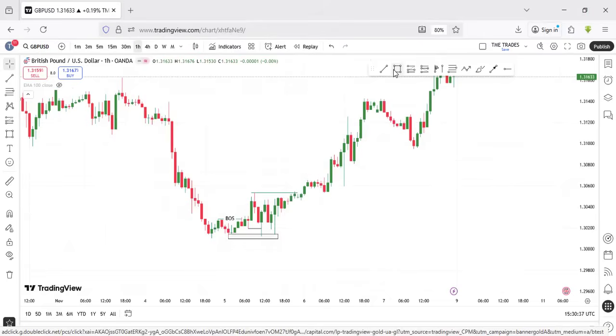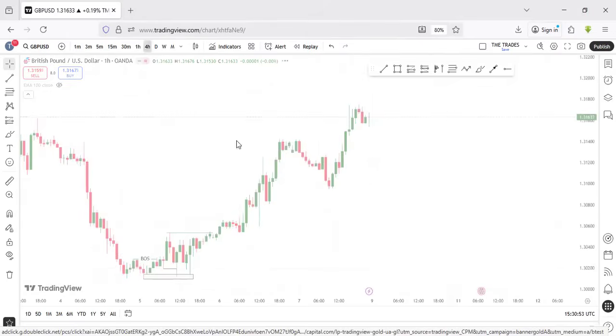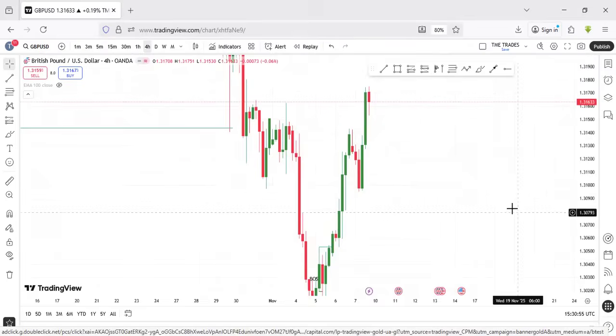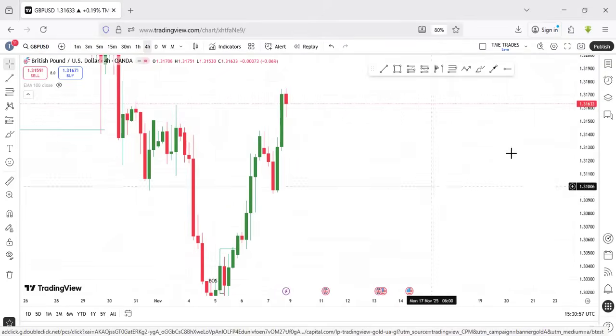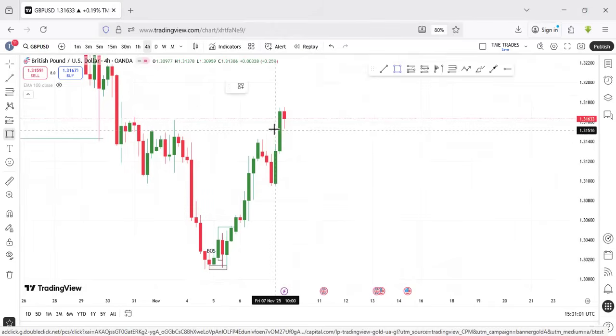This particular one has been cleared and covered, right? And this fair value gap has been covered also. This fair value gap covered also. So the market is not leaving any gap behind. That shows that we should be expecting more bullish continuation. So let's go back to 4 hours. Now on 4 hours, this is the only fair value gap that we have now, right?